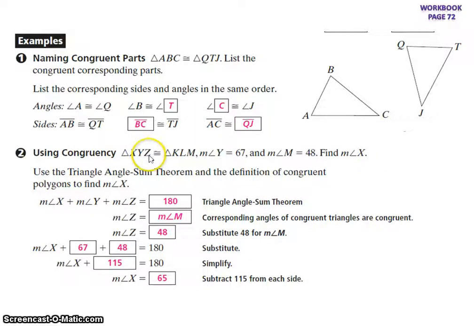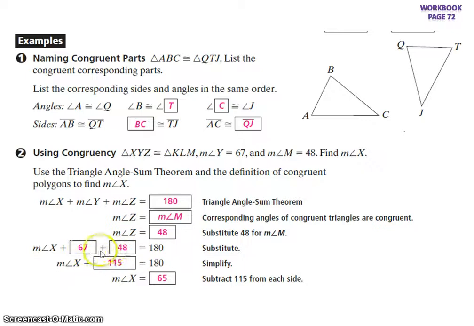that this vertex right here, Z, it's in the same spot in this triangle as M. This is what I mean when I say that the order does matter on these things. So Z is in the same spot as M, and so therefore we can conclude that M and Z are the same measure. So they give us M, M's 48, so that means that Z also has to be 48 because Z and M are in fact congruent to each other because corresponding angles of congruent triangles are congruent to themselves. So the measure of angle Z is 48, so then we do 67 plus 48.